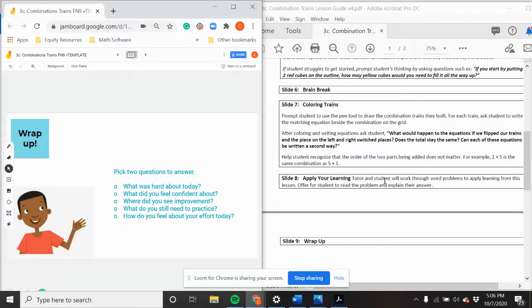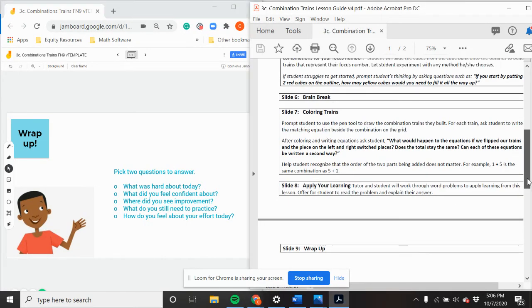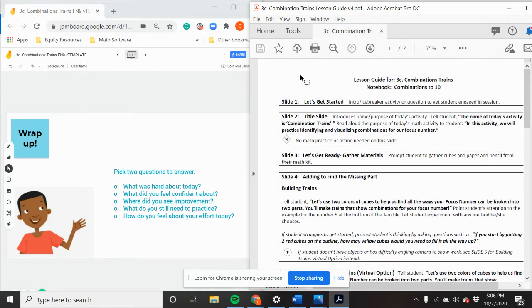We hope this was helpful for you to see the structure of a lesson, and as a reminder, you will get all of the lesson guides that you need ahead of beginning tutoring.